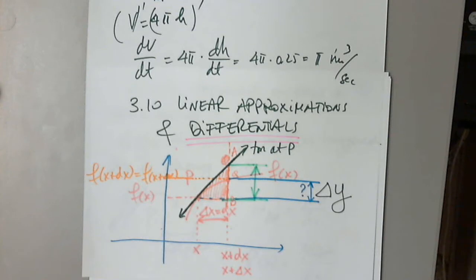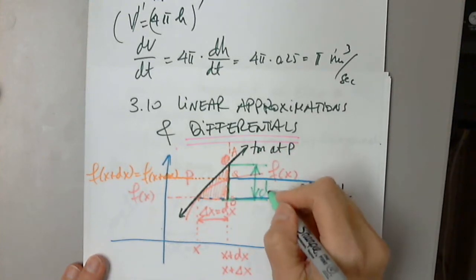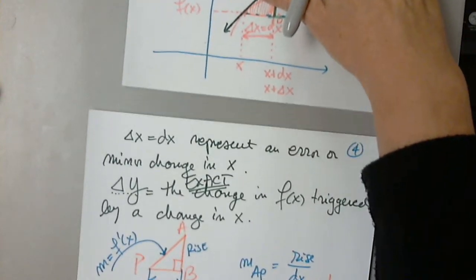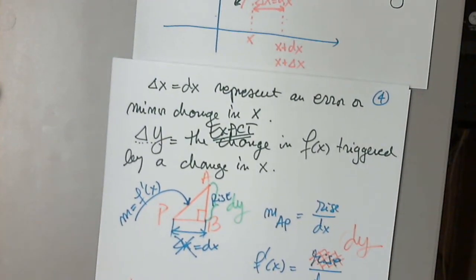Can anyone identify that? We already did. When we took the triangle out, we already established that. What is it? What is this green piece? Exactly. Indeed, it's this one. So what is dy then?